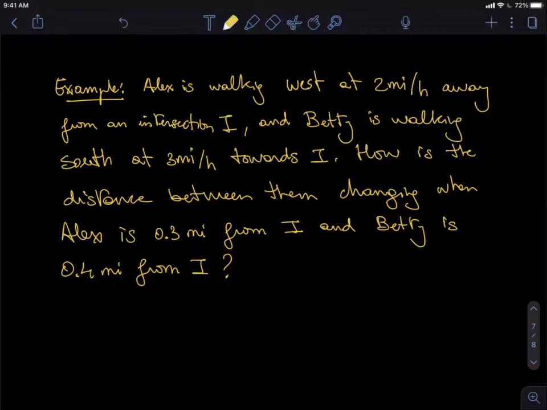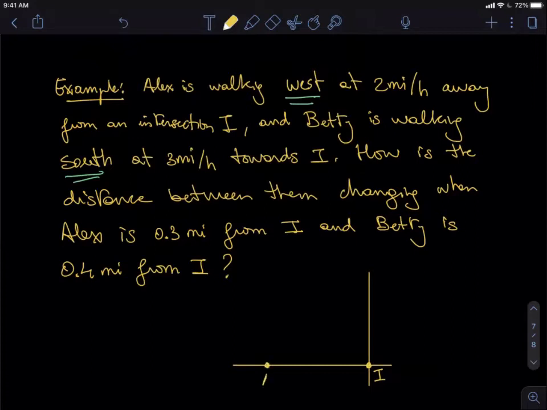So the first thing we need to do when we have a problem like this is to draw a picture, something where we can see the information. They are walking west and south, so they're basically on a grid. So we can just draw two axes. They could be two streets. And there is the intersection I here. And Alex is walking west.